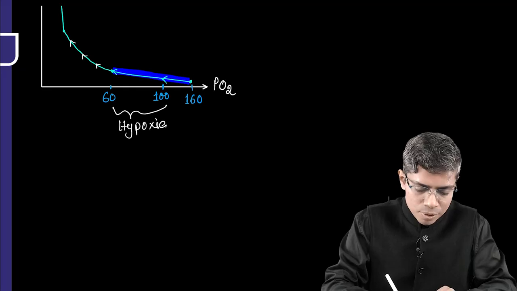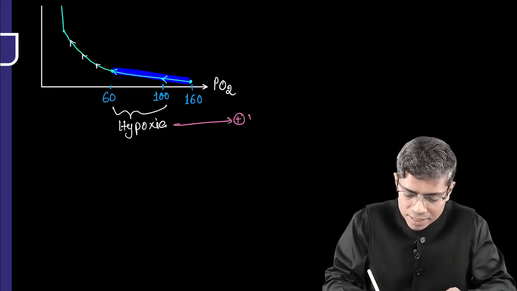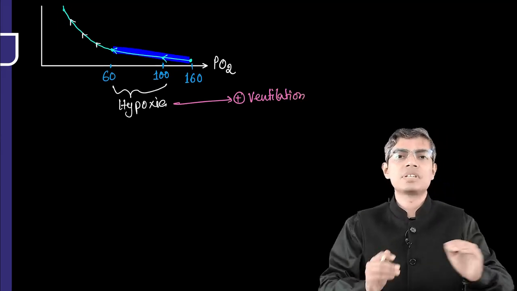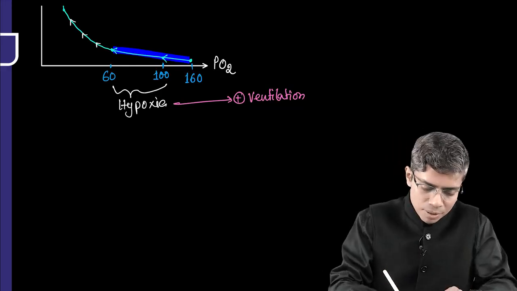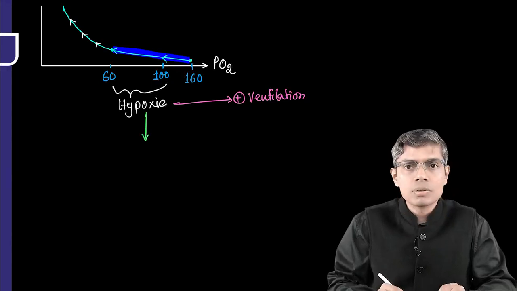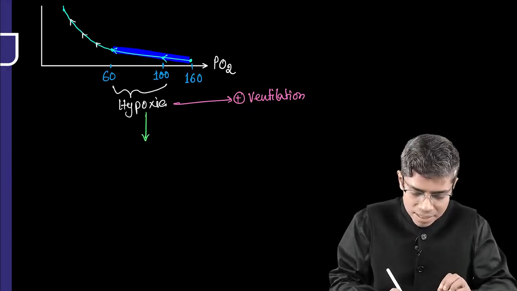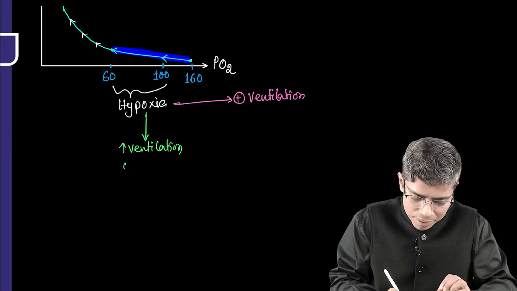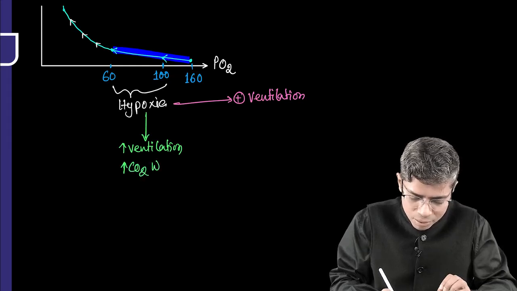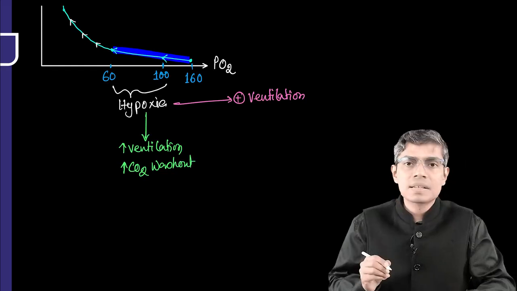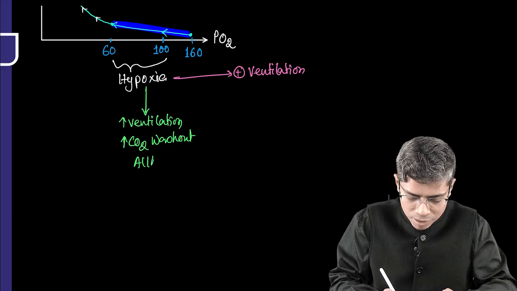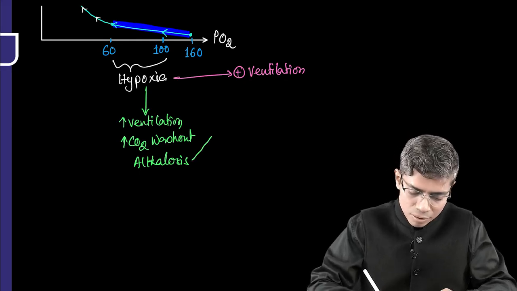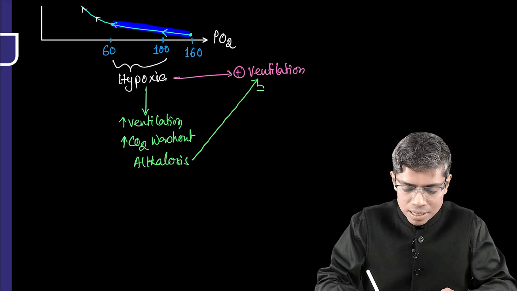Whenever there is hypoxia, it will stimulate the ventilation, right? But I am saying that ventilation is not rising proportionally up to 60 millimeter of mercury partial pressure. Because hypoxia will also cause ventilation to increase, and ventilation increase means there will be increased carbon dioxide washout. Whenever there is increased carbon dioxide washout, there will be production of alkalosis. Now you tell me, what is the effect of alkalosis on ventilation? It will try to inhibit the ventilation.